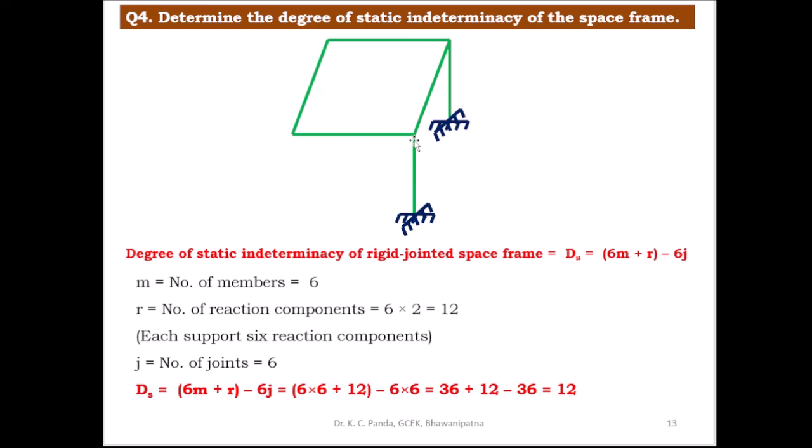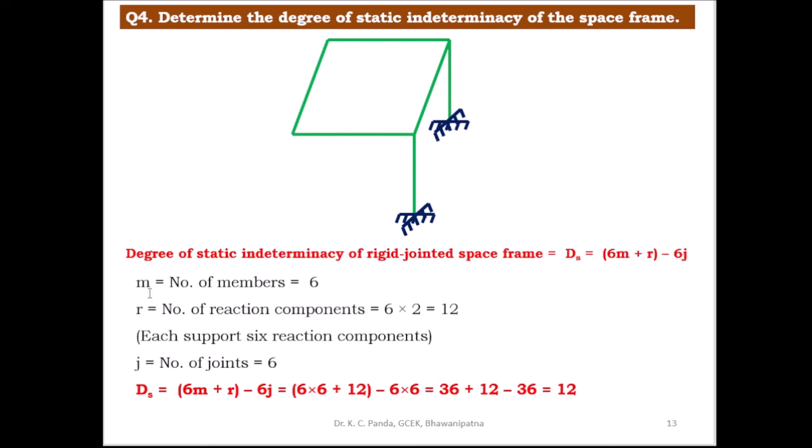Then count the number of members. So here the number of members is equal to 1, 2, 3, 4, 5, 6. Number of members is equal to 6. And then count the number of joints. The number of joints is equal to 1, 2, 3, 4, 5, 6. Number of joints is equal to 6.